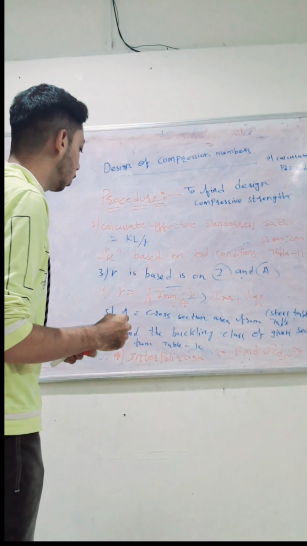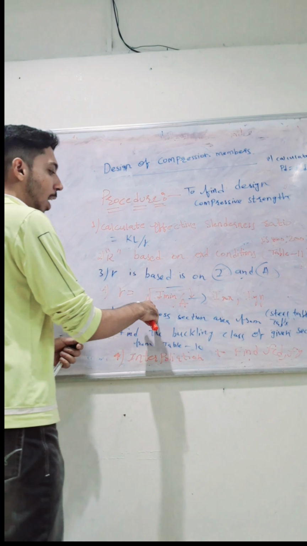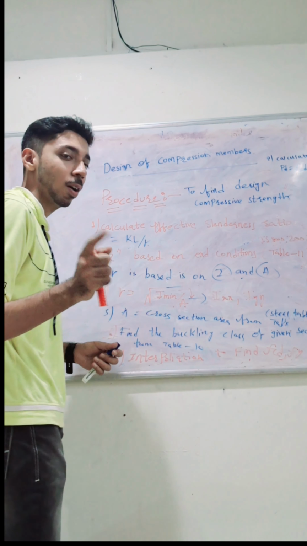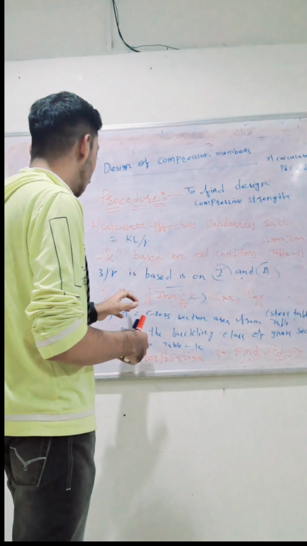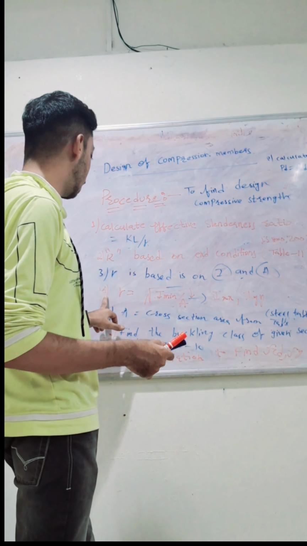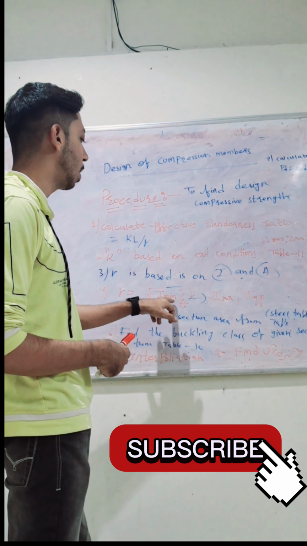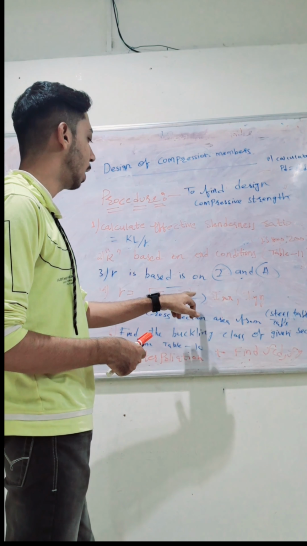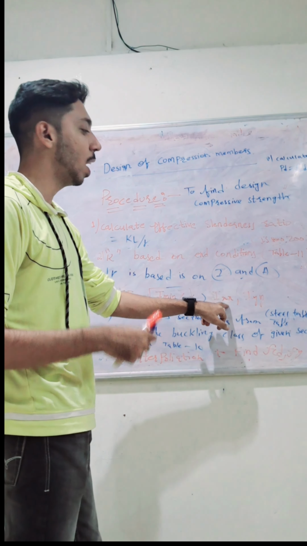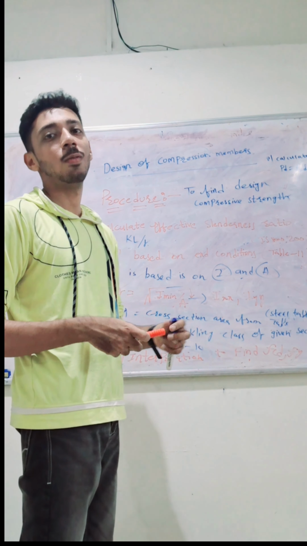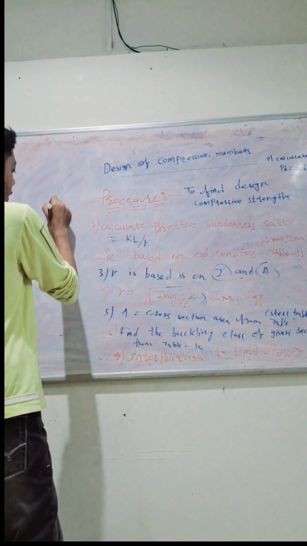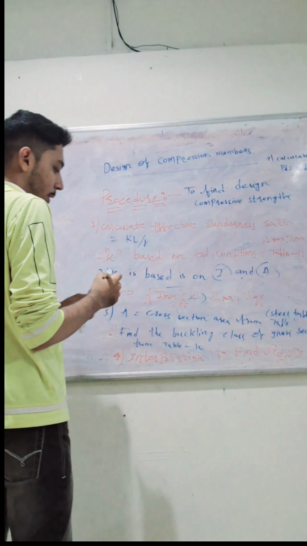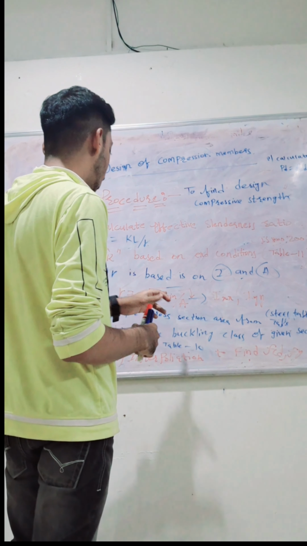Okay. Next, fourth point, R is equal to I minimum by A. That is the formula for the least radius of gyration. Then in the fourth step we find R is equal to I minimum by A, and I minimum depends upon IXX and IYY. What is IXX and IYY? Whatever is acting along the X and Y axes determines I minimum.